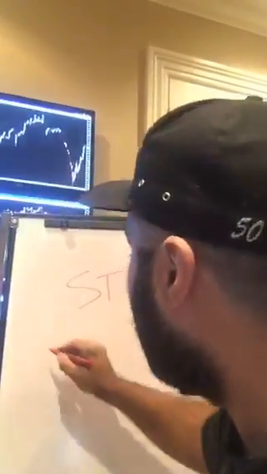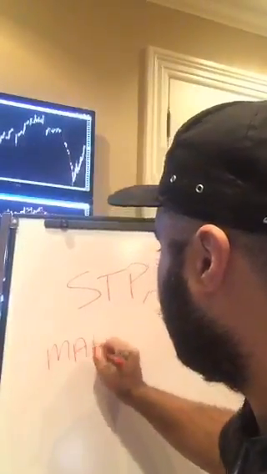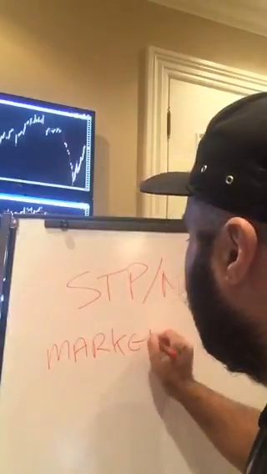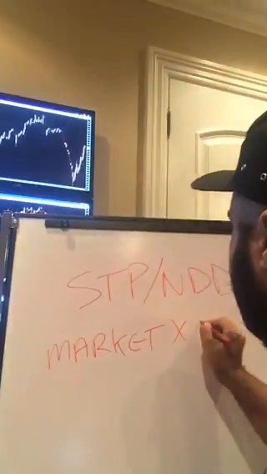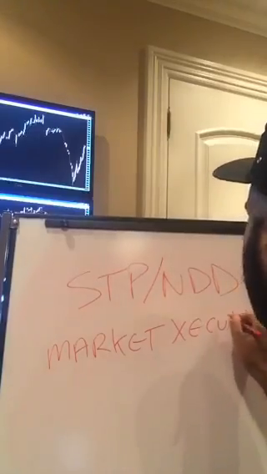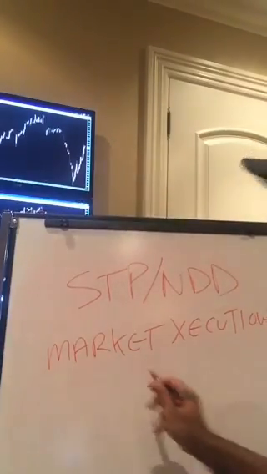When you place a trade on an STP or NDD broker, the execution is called market execution. I spelled it completely wrong, market, but who cares? It's called market execution. Market execution.